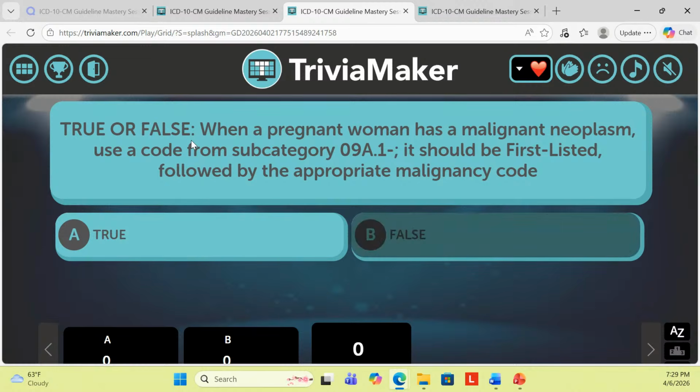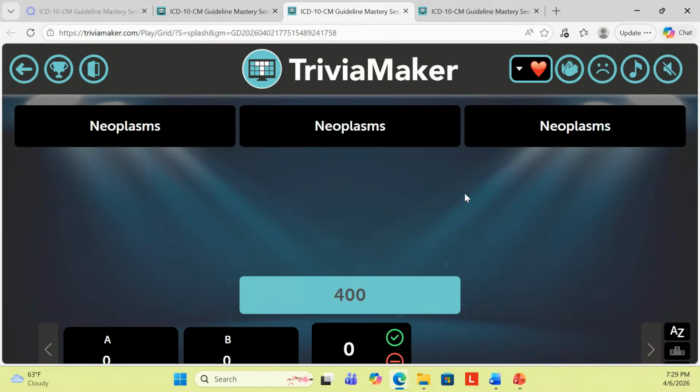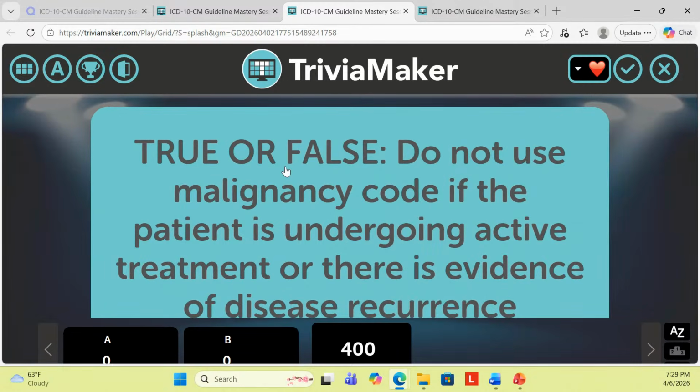This one is going to be true. Normally, when it comes to pregnancies, it's always starting off with an O code. O codes are specifically for that. Chapter 15 codes always come first. Exactly. Yes. That was really awesome. All right, indeed. And I believe that pretty much everyone got that one right. So pat yourself on the back. Great job. Okay. And then last but not least, let's do this 400 one.